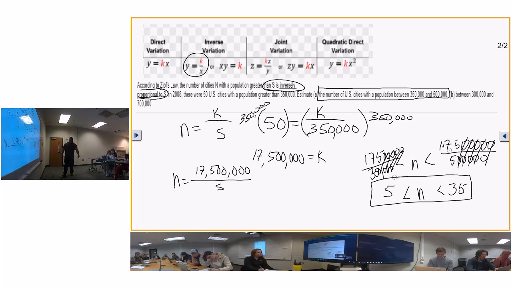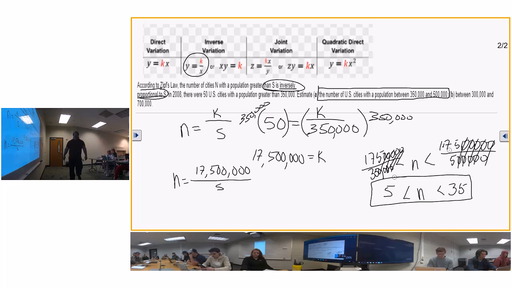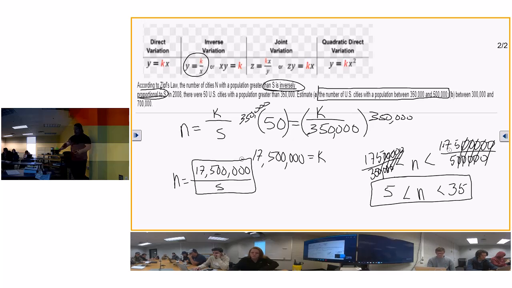That's for 350,000 to 500,000. Now you do 300,000 to 700,000. Remember, this is your formula, so you want N in the middle. So N is going to be between 17,500,000 divided by 700,000 and 17,500,000 divided by 300,000. That should be your answers. Now that's it. That's what they wanted. I'm assuming that's what they wanted because it says inversely. And hopefully you'll feel good about yourself.